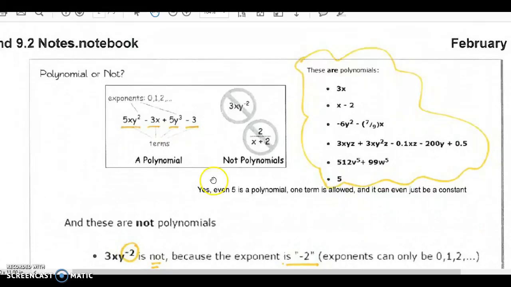We're going to talk about what polynomials are. Polynomials are one term, two terms, three terms, etc. that can be added, subtracted, or multiplied together. This list right here are polynomials. 3x, x minus 2. This expression here where you have one monomial minus another monomial. Those are all examples of polynomials. Even the number 5 is a polynomial.